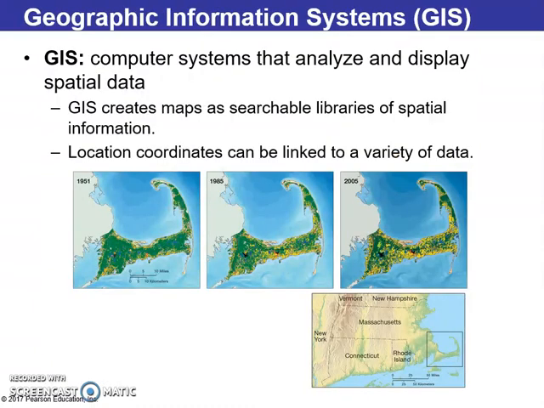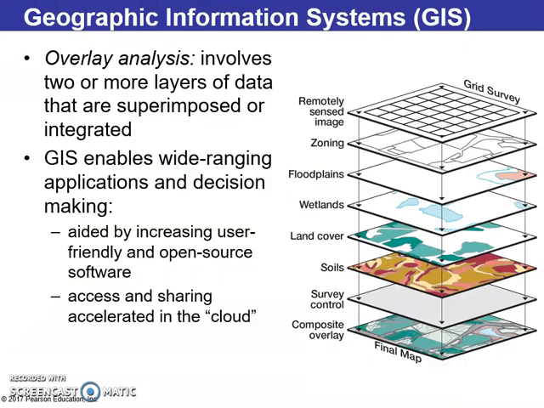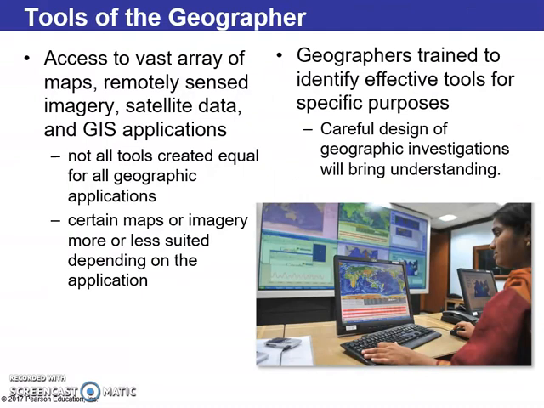And then GIS, dear to my heart, create maps, searchable libraries of spatial data, and have location coordinates linked to a variety of data. Data has come a long ways from when I started this 30 years ago. GIS, we can have wetlands, floodplains, survey control, remotely sensed data from all the sensory type things we mentioned. You can overlay it, query it, and do some really powerful things.